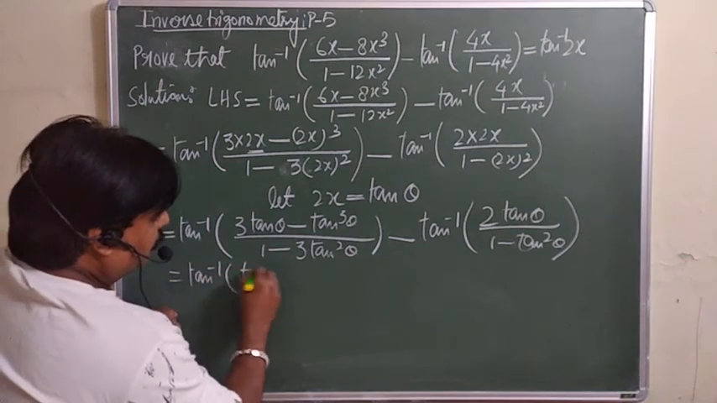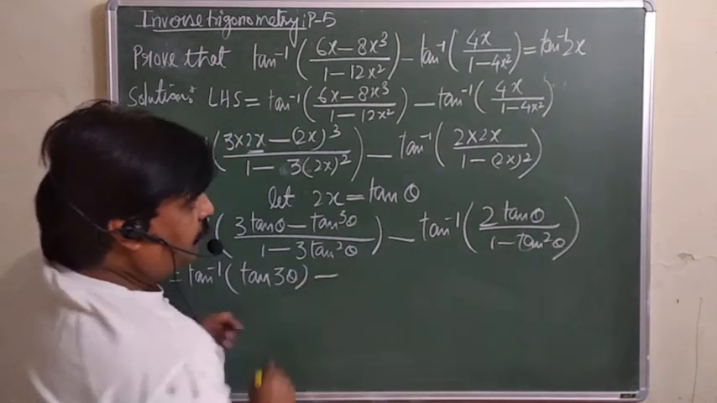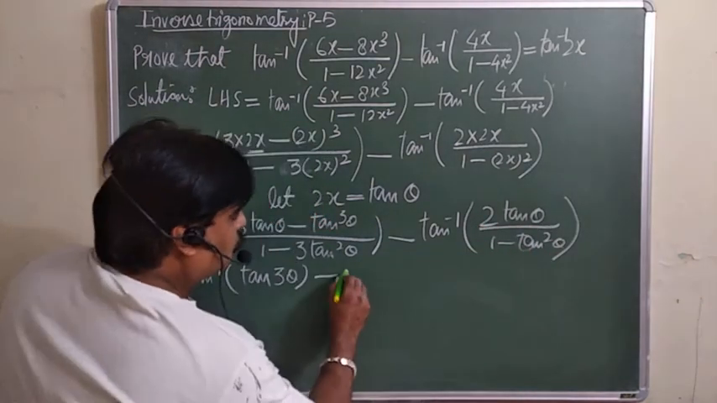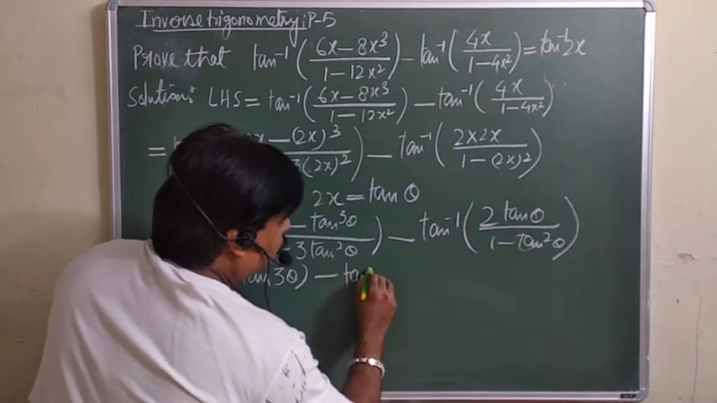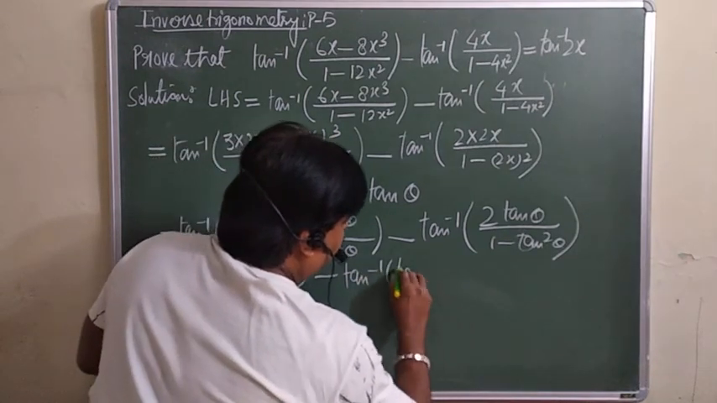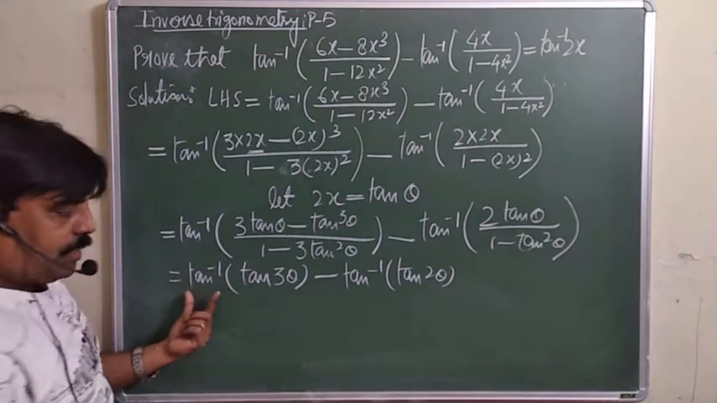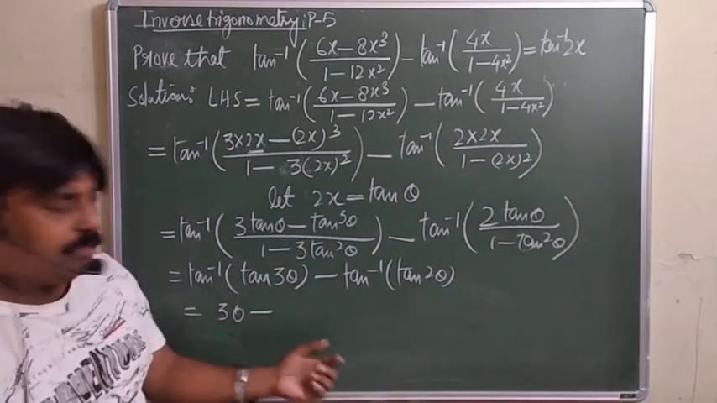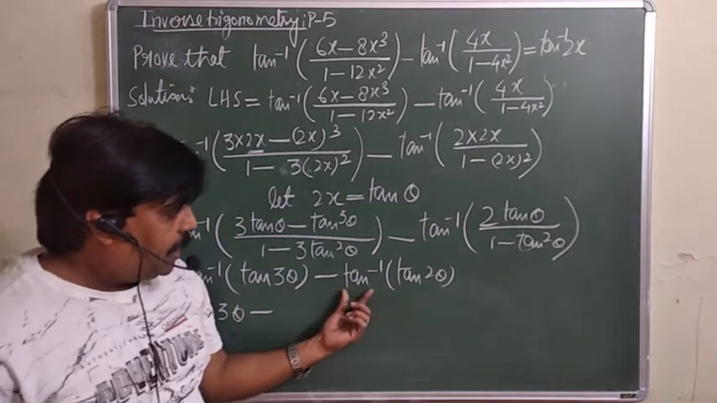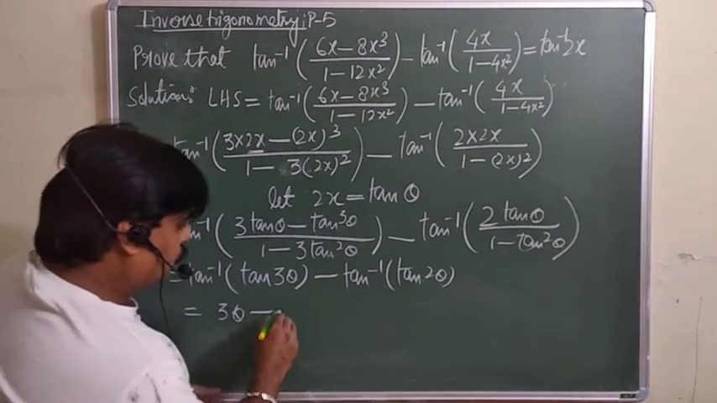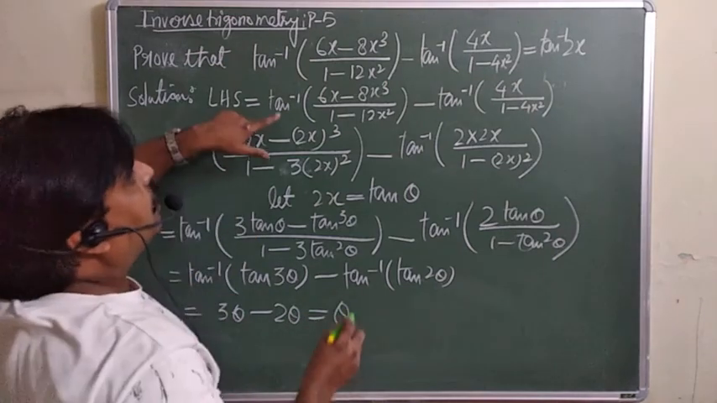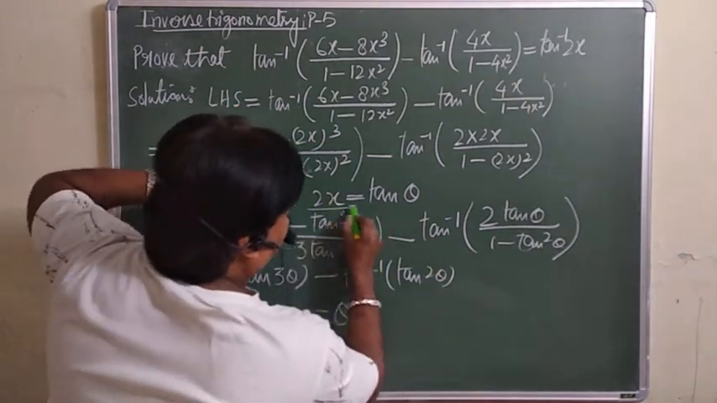This is your tan 3 theta minus, and this 2 tan theta over 1 minus tan square theta is equal to tan 2 theta. So tan inverse of tan 2 theta. Tan inverse tan x can be written as x. So this is 3 theta minus, similarly tan inverse tan x is equal to x, so that is 2 theta. So 3 theta minus 2 theta is equal to theta. See, this is already we assumed from here.